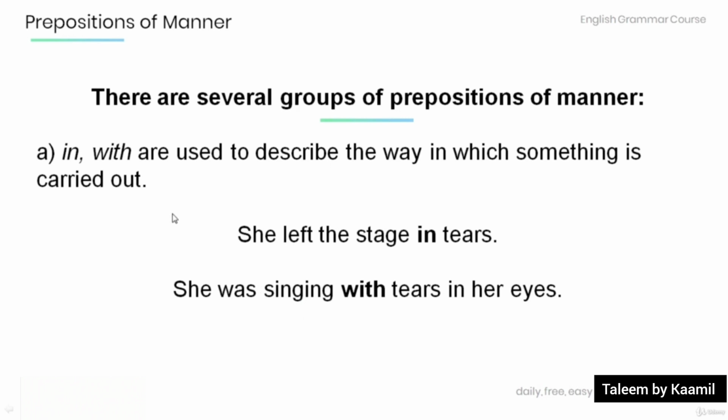Now there are several groups of prepositions of manner. A. In and with. In and with are used to describe the way in which something is carried out, as in the examples below. She left the stage in tears. She was singing with tears in her eyes.